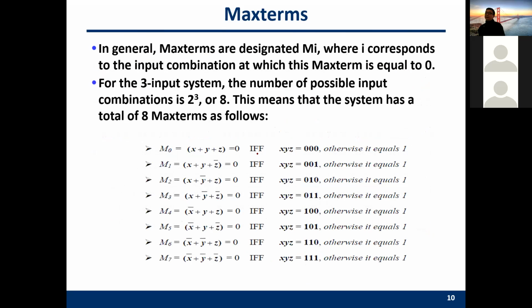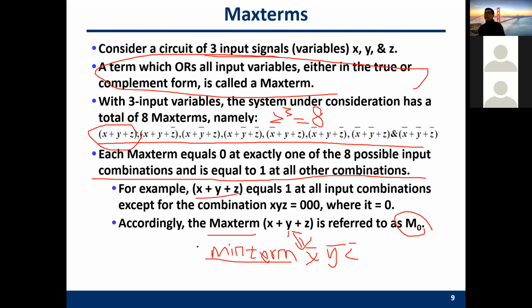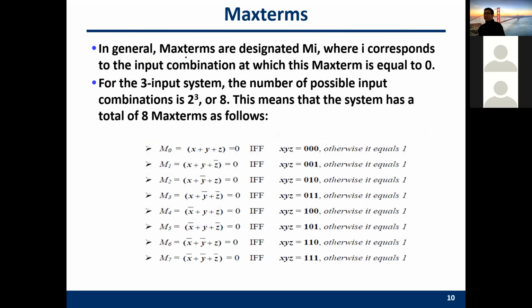For one thing, you can have two representations, two canonical forms. One is the min term, the other one is the max term, but they are equivalent. So in general, you can write a max term like this: a capitalized M with the index I, and the I corresponds to the input combination at which this max term equals zero. So if this is a zero, then in the truth table of row zero, you have output zero. So for a three input system, the possible combinations is 2 to the 3, which is 8. And these are the definitions of these 8 max terms.